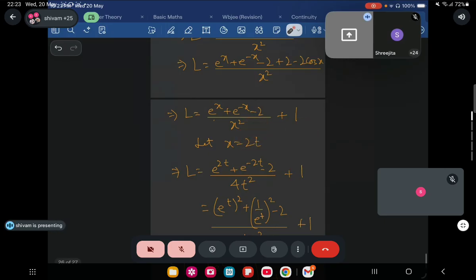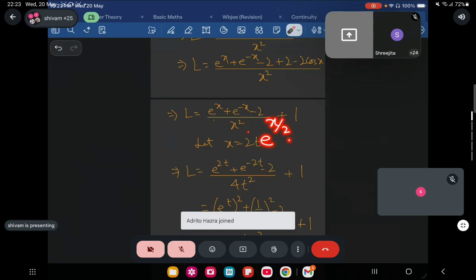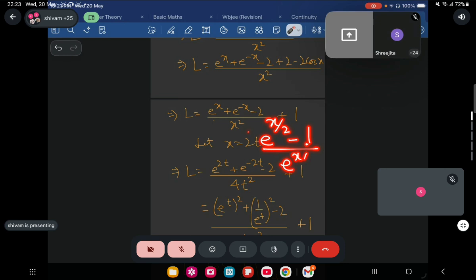Everyone pay attention. I could have done it over here instead of taking x equal to 2t. E to the power x by 2 minus 1 by e to the power x by 2, whole square, which is e to the power x minus 2 actually. Then over here we have x squared, and e to the power x minus 1 by x will become 1. Yes, you are correct.